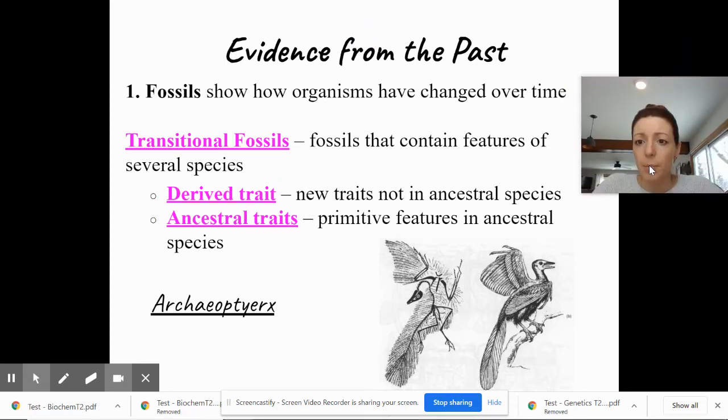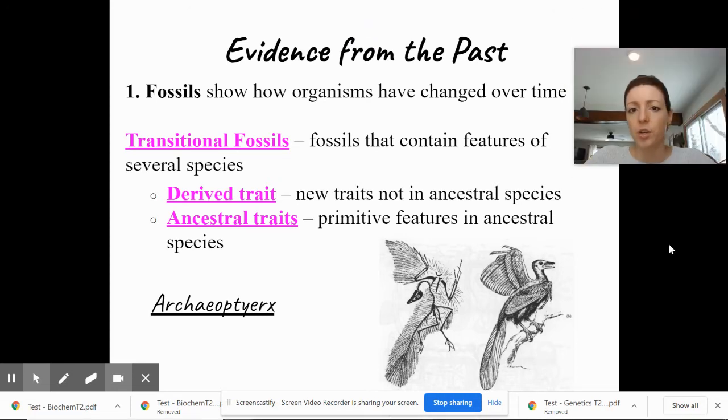Okay, a couple things that help us make phylogenetic trees and give us evidence. Fossils, that's kind of the no-brainer, right? We're trying to piece these fossils together. So we have something called transitional fossils, where we're seeing features that are in the present day species, but they also existed in the past species.